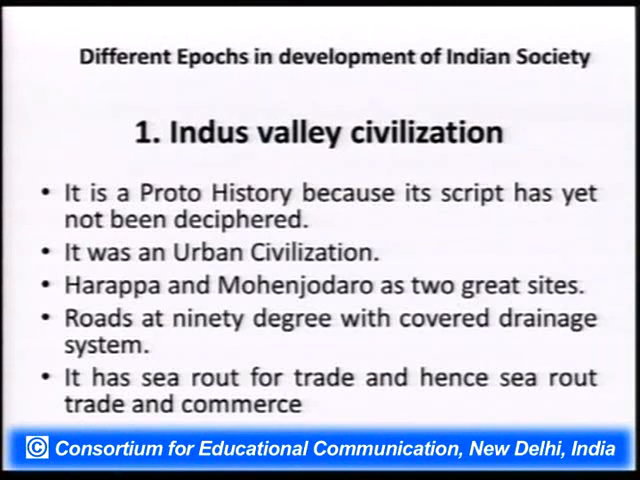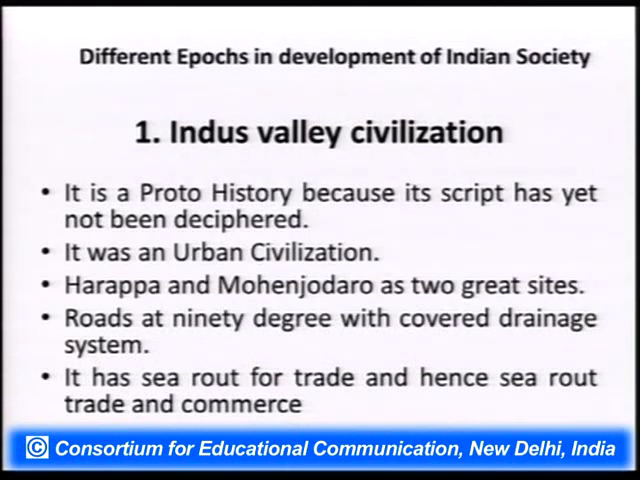If we look at the 10 interdependent and interconnected epochs, let us see the first epoch of Indian society. The first epoch is the Indus Valley civilization. Now, it is basically a prototype of history, because we have not yet been able to decipher the history of the Indus Valley civilization. The uniqueness of this civilization is, as you all know, that it is an urban civilization in India, with two very dominant cities, Harappa and Mohenjo-daro, as the two great sites.